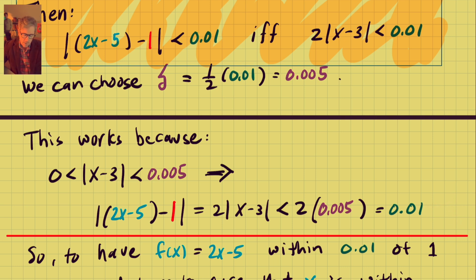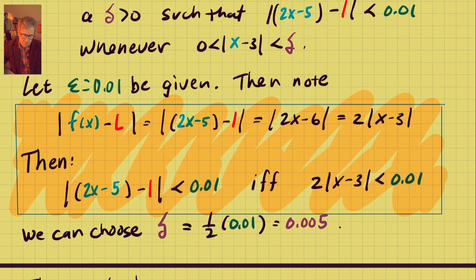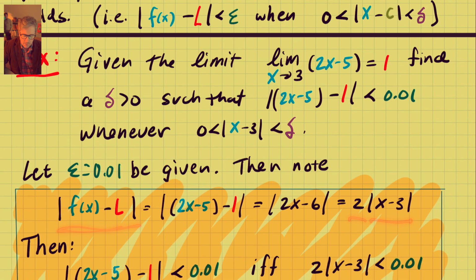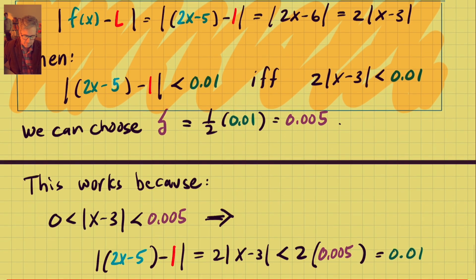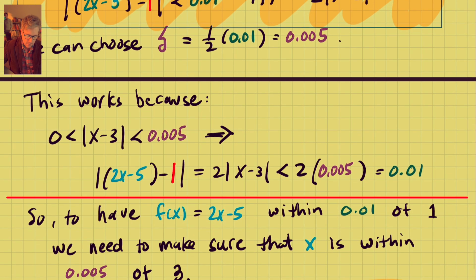Right, and so the way that we came up with this 0.005 is we did this work up here, and we saw that this function here is equal to 2 times x minus 3. Well, x minus 3, that's the distance between x and the point of interest here, right? So if I can make this small, then I'll multiply by 2 to get epsilon, right? And so that's what we have.